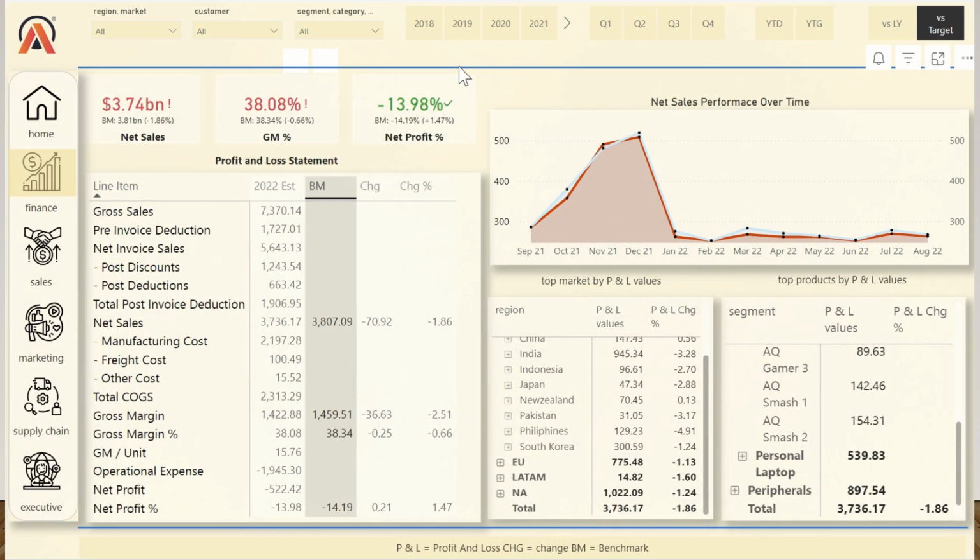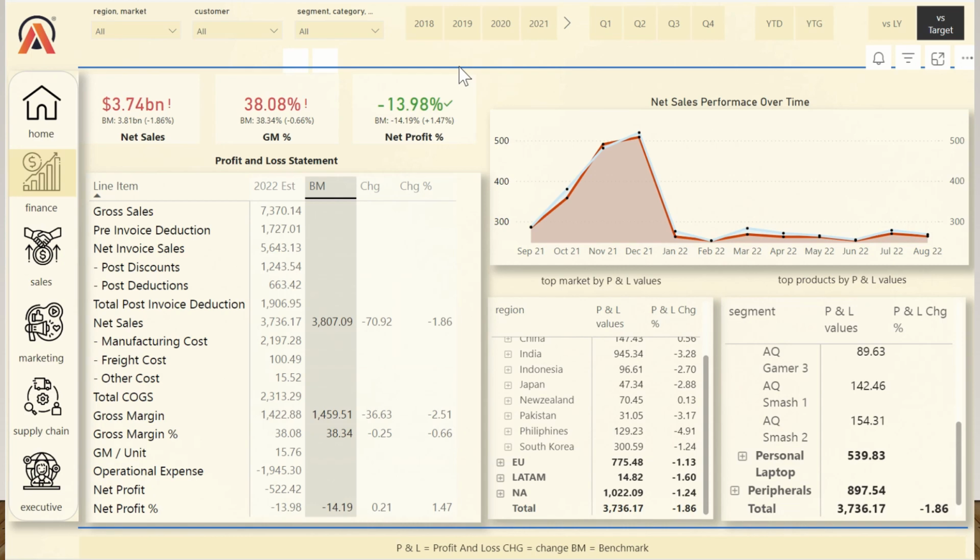Hi, so we are here in the finance view. Let's dive into it. The dashboard provides multiple filters to segment the data, allowing for customized views based on region, market, customer, and product categories. The year and quarter filters help in analyzing data across different time periods. The YTD and YTG filters help in viewing year-to-date and year-to-go data. Additionally, you can compare the current data with last year's performance or against set targets.